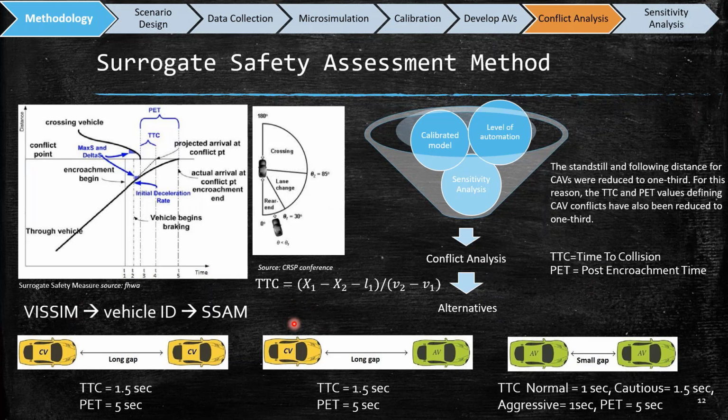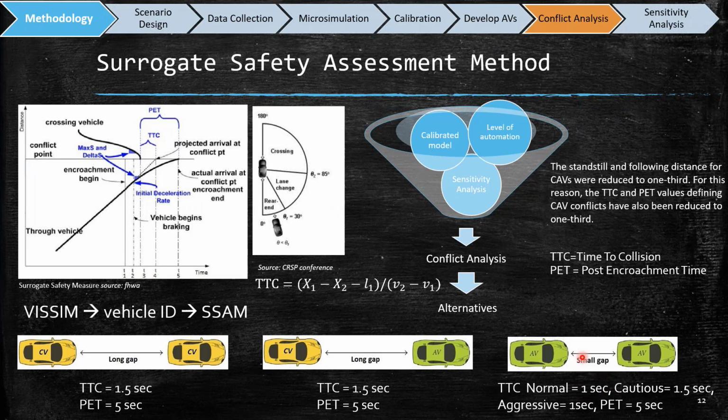The purpose of having different TTC is that AVs can identify each other and define a smaller gap because they know each other. When they follow each other, they have a lower gap. So in this case, the TTC for normal should be reduced by one third, and we can have 1 second instead of 1.5. It's not the exact value that we selected.